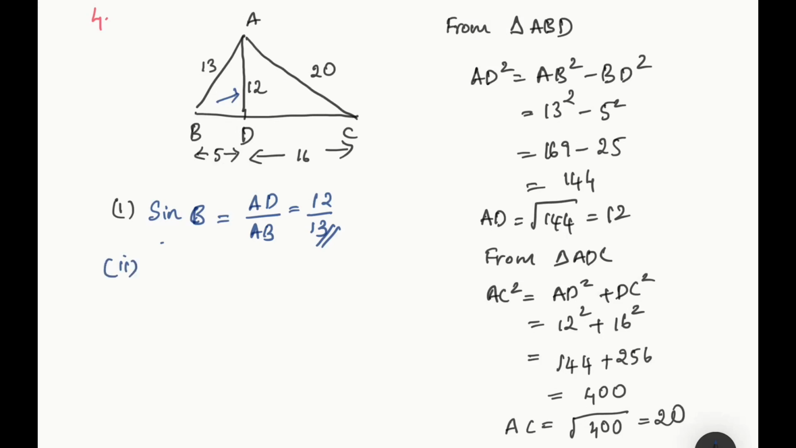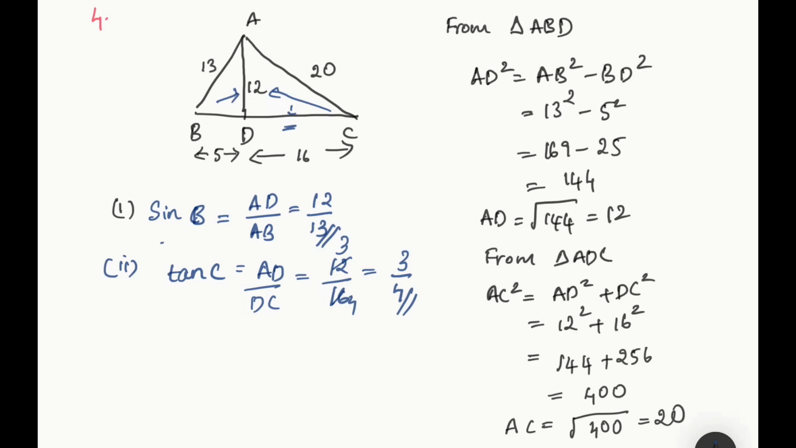Second sub question is tan C. Where is C? Here. Again, perpendicular by base. This is the base. Perpendicular is AD by DC, that is 12 by 16. So you need to simplify it. 4 3s are 12, 4 4s are 16, finally you will get 3 by 4.